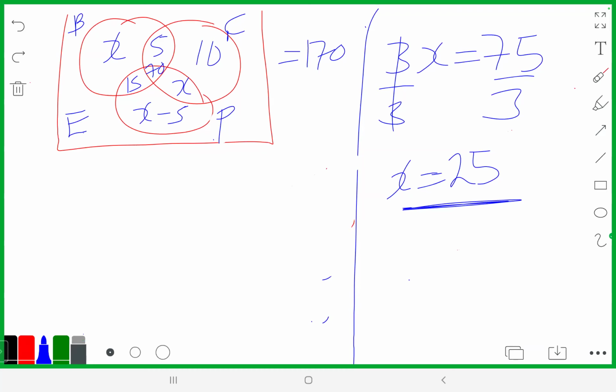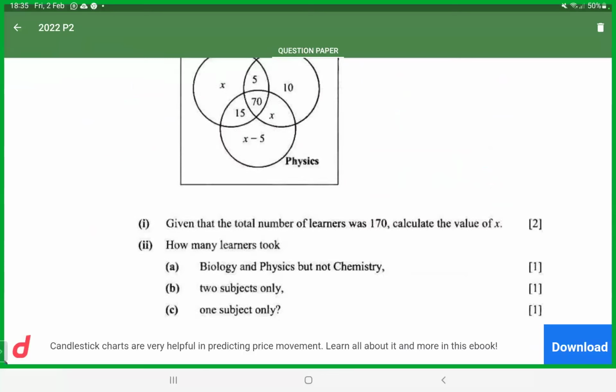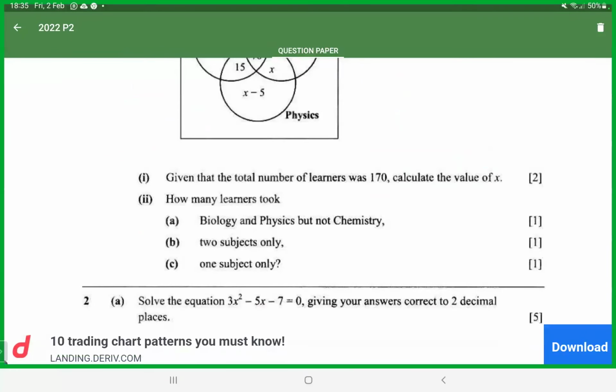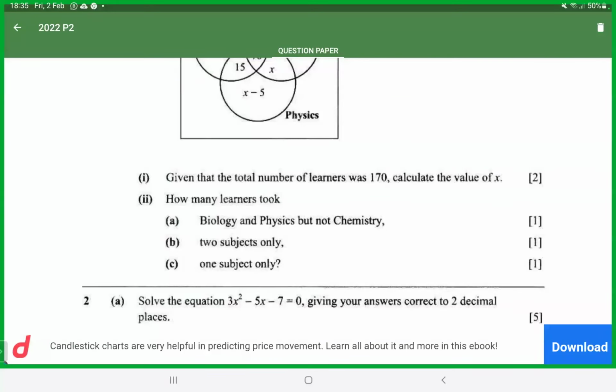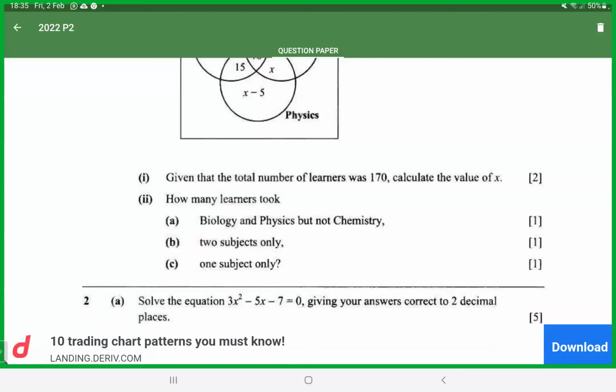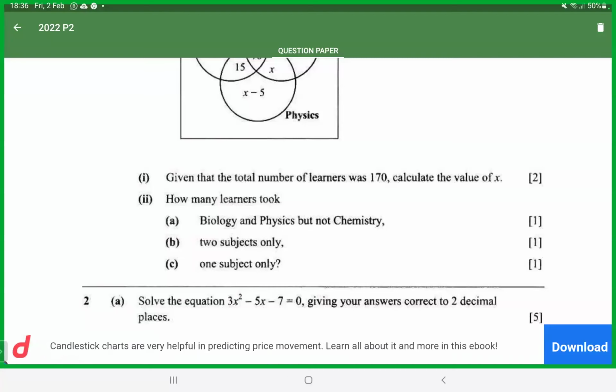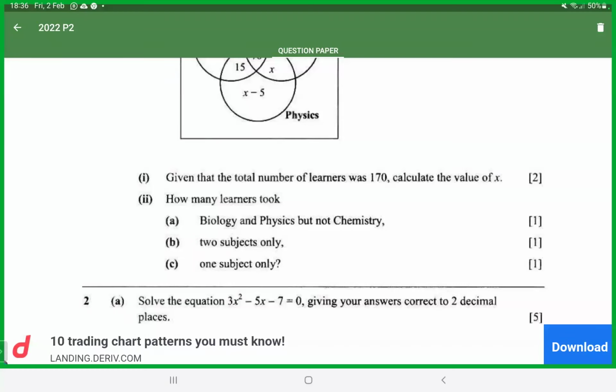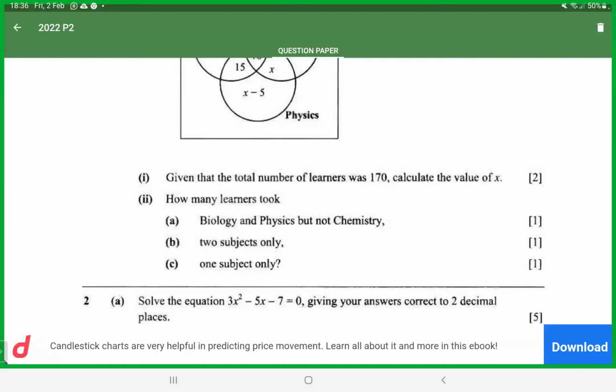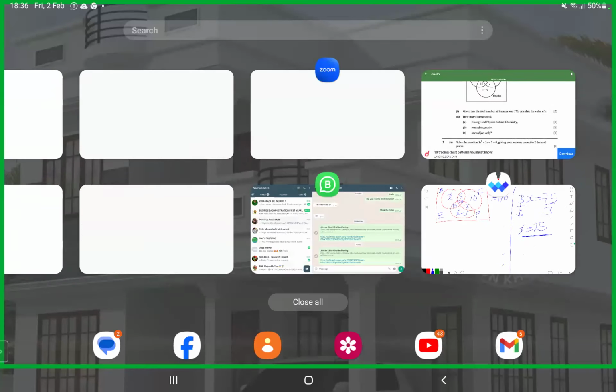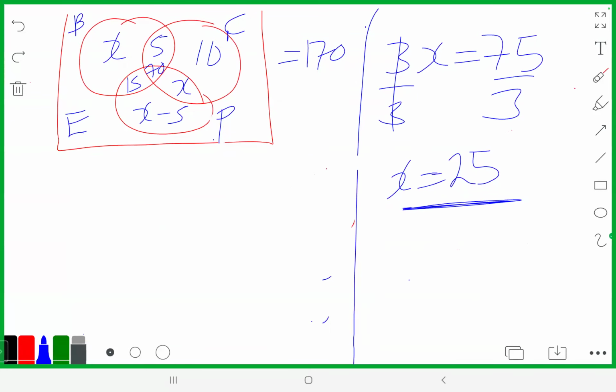And now we move on and we have the other part of the question read by Precious. Read question number 1B2A. It says how many learners took biology, physics, but not chemistry. Okay. So we want biology and physics, but not chemistry. First of all, where there is x, we need to replace by putting the value of x, which is 25. Everywhere there is x, we put 25. And here we have 25 minus 5, that gives us 20 here.